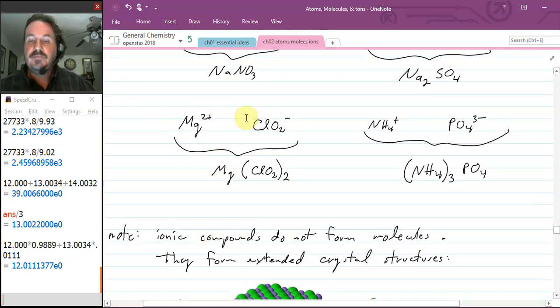Magnesium and chloride: Mg2+, and Cl with a 1 minus charge. Looks like I'm going to need 2 of these. And so there I bring it together: 1 magnesium, 2 of the chlorides.